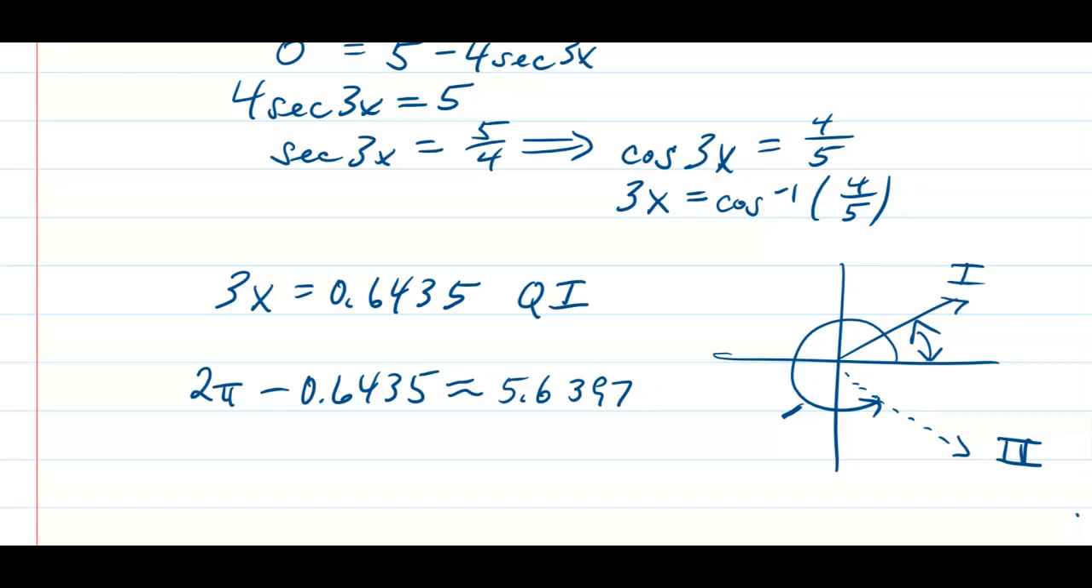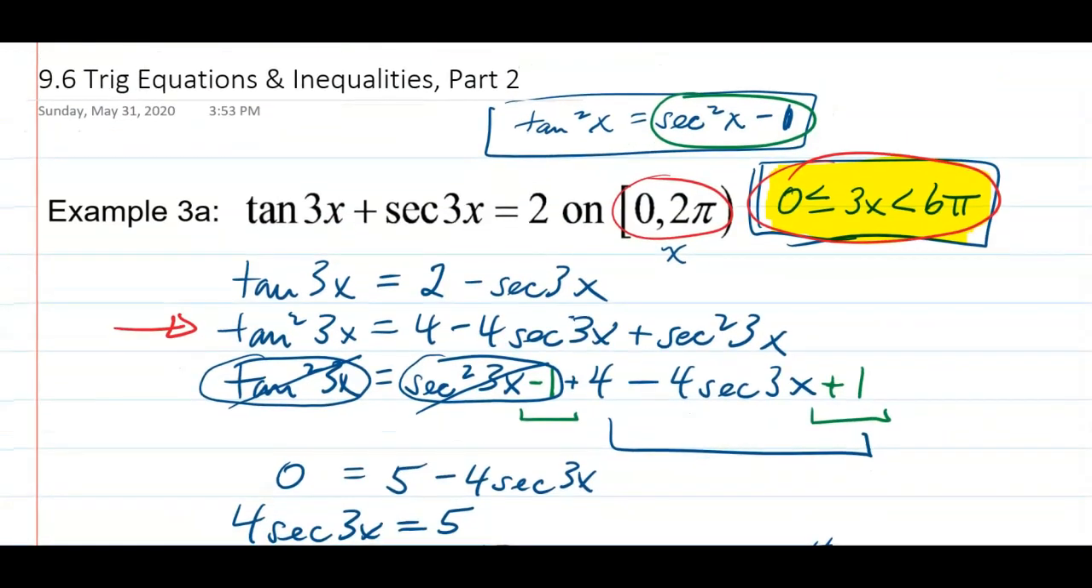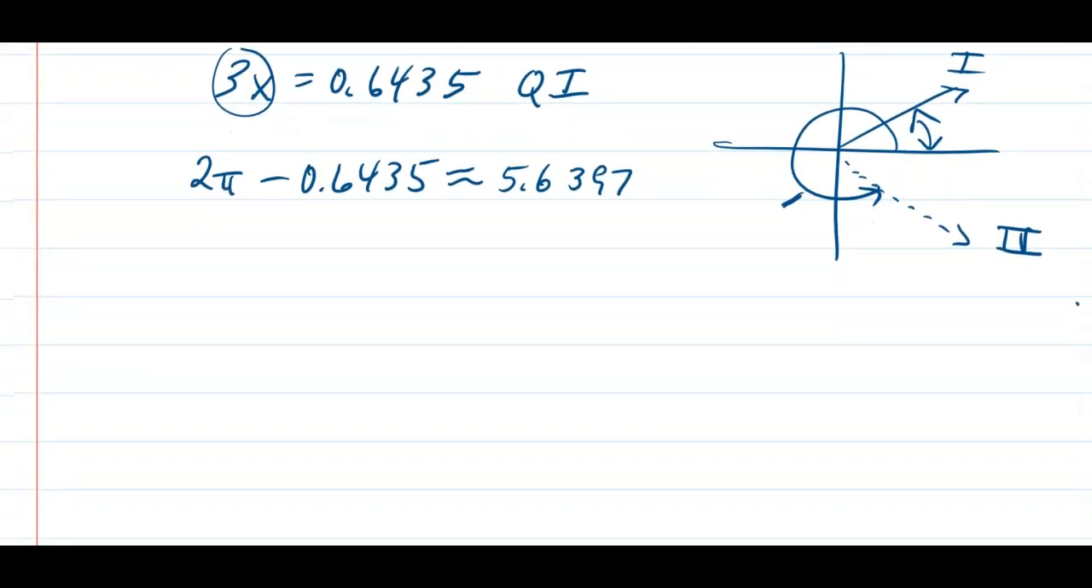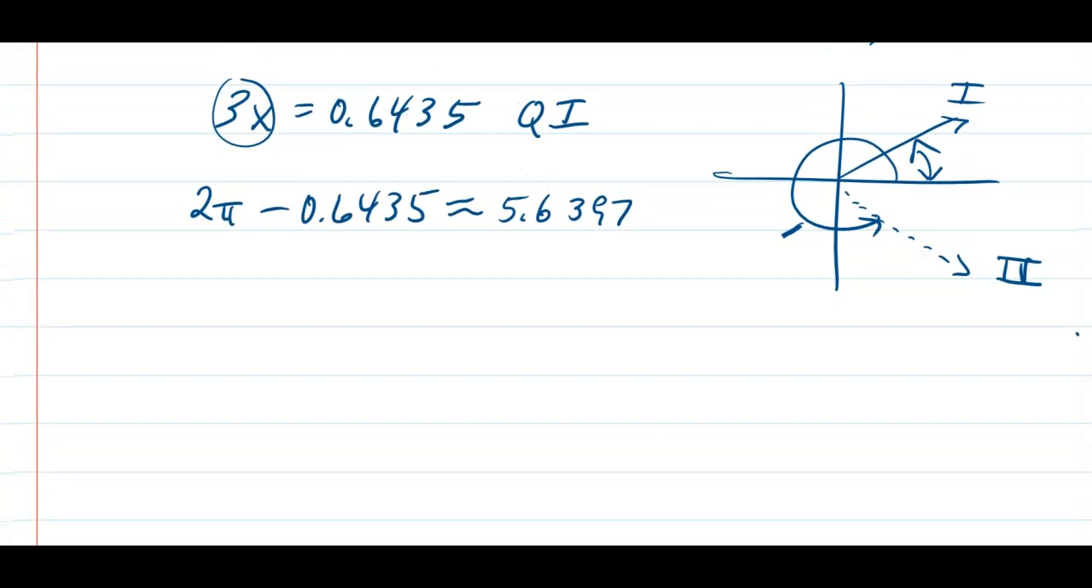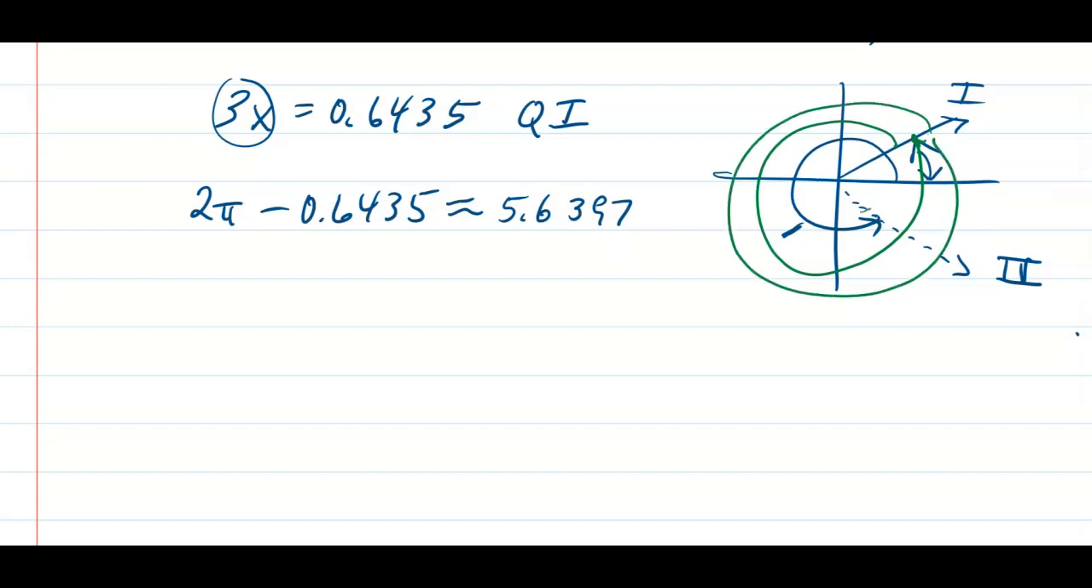Now both of those are between 0 and 2 pi, but this is for 3x, remember, and 3x is between 0 and 6 pi. So we need to find 4 more angles. And to get the 4 other angles, what we're going to do is find a coterminal angle for that 0.6435. We're going to find a second coterminal angle for that one. Then we'll do the same for the 5.6397. Find 4 more angles this way.